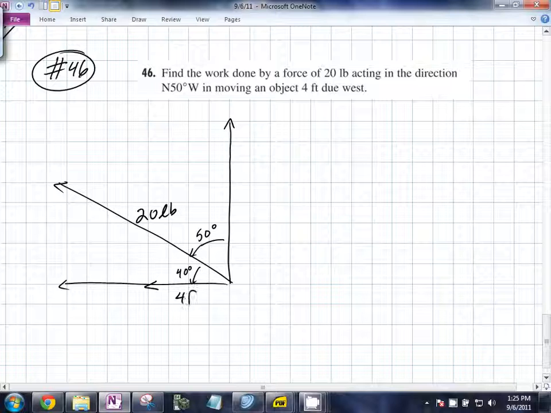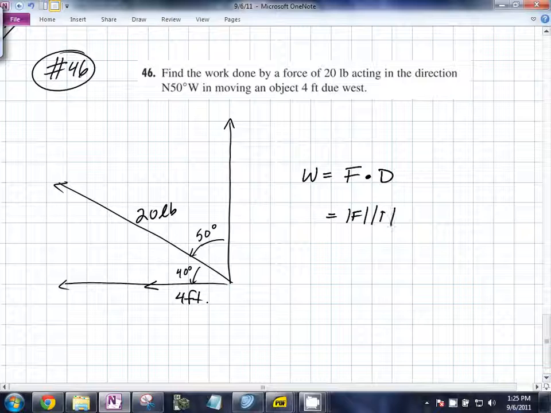So force is, so what is this? Work is equal to what? F dot D, right? Which is going to be the same as what? Magnitude F, magnitude D, times cosine theta. I just want you to write this out a couple times. So in this case, the magnitude of the force is 20, times 4, cosine of 40. So it's just going to be 80 cosine 40 degrees. Now, what is a foot pound?